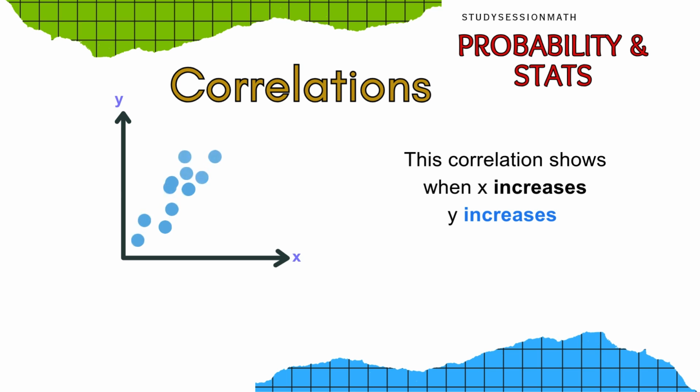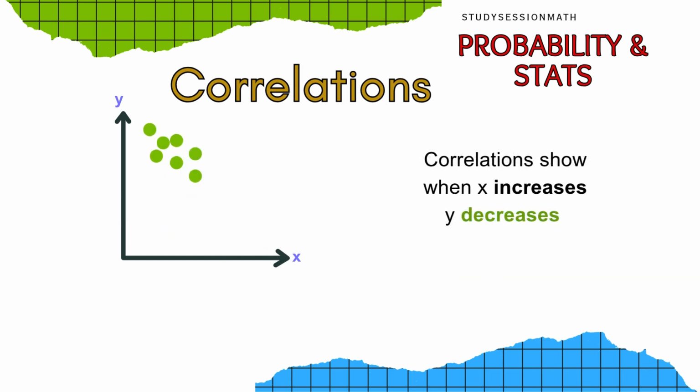When the dots of the scatterplot are aligned in a linear format and sloped in the positive direction, the graph is said to have a positive correlation. Likewise, when the dots of the scatterplot are aligned in a linear format and sloped in the negative direction, the graph is said to have a negative correlation.